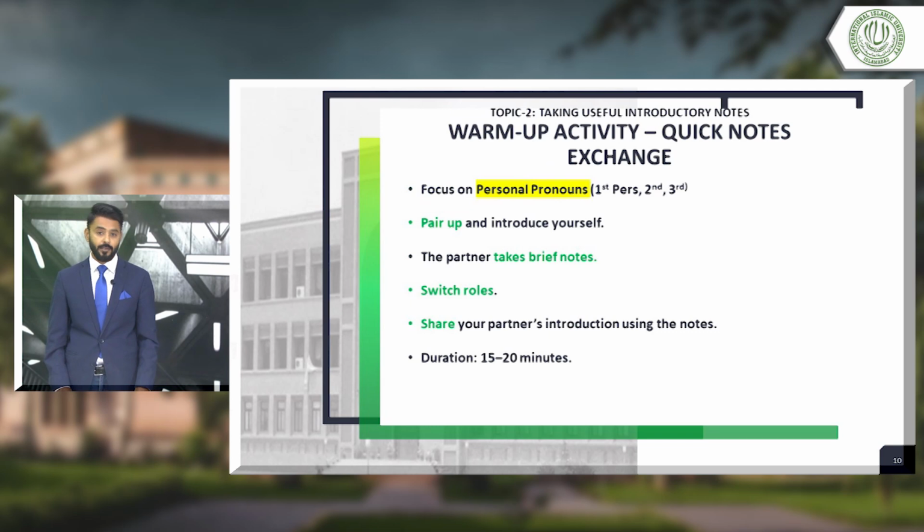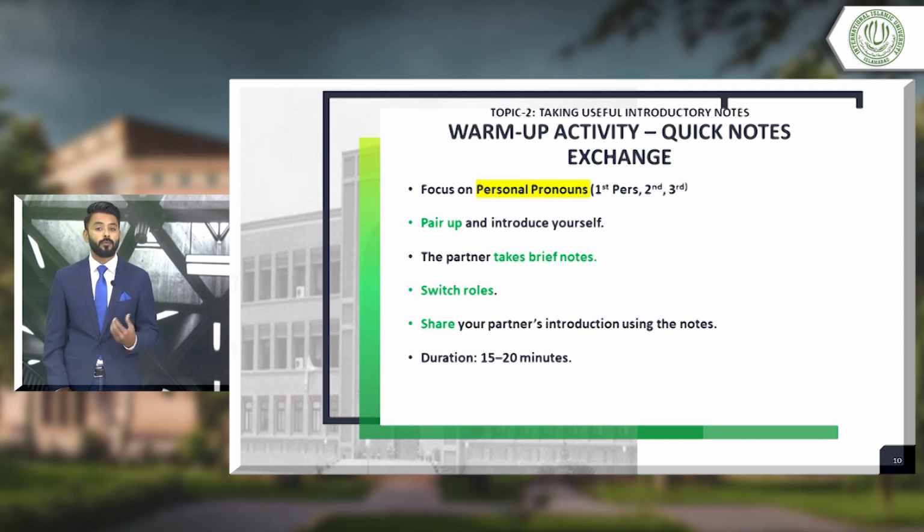Now, our second topic is taking useful introductory notes. It's very important that if you are in a very formal setting, interviewing somebody, you got to not only record that, but you need to take notes as well.